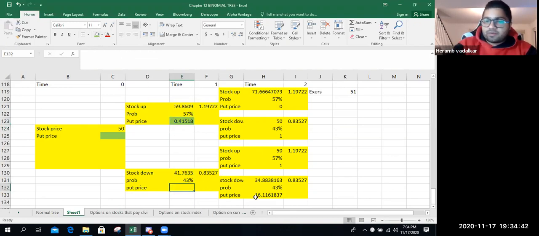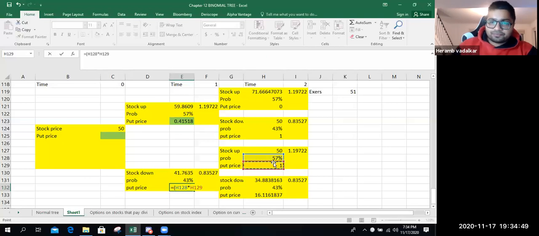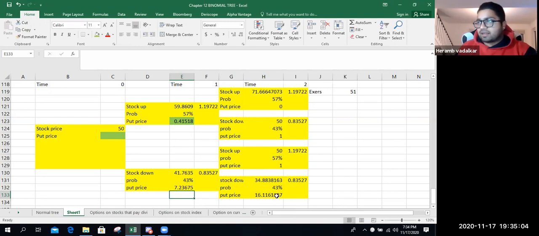Now put price here will be the same thing. Probability of moving up into put price plus probability of moving down into put price, discounted at risk-free rate times 1. So 41 cents and $7. Okay.